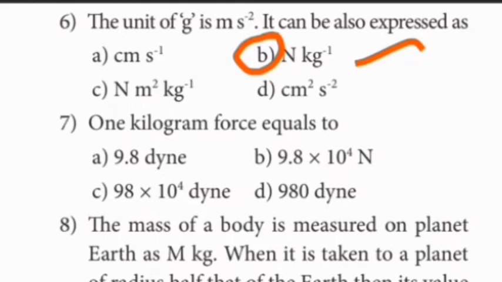The seventh question: 1 kilogram force is equal to options: 9.8 dyne, 9.8 into 10 power 4 Newton, 98 into 10 power 4 dyne, 980 dyne. The correct answer is C. 1 kilogram force is equal to 98 into 10 power 4 dyne.